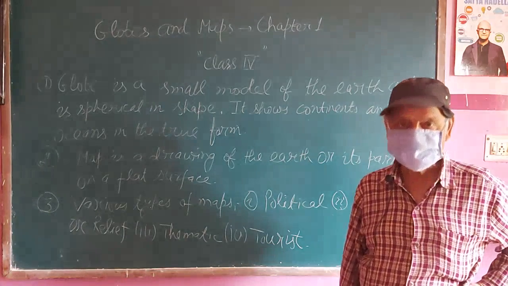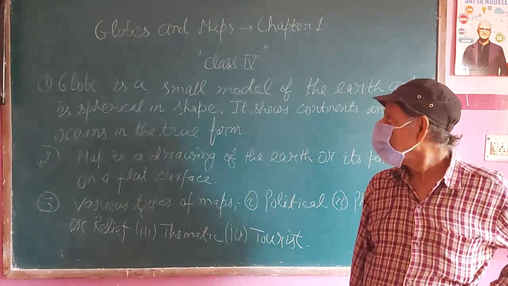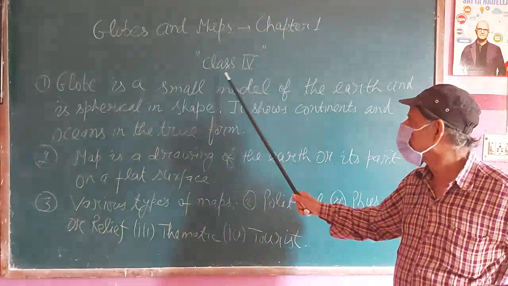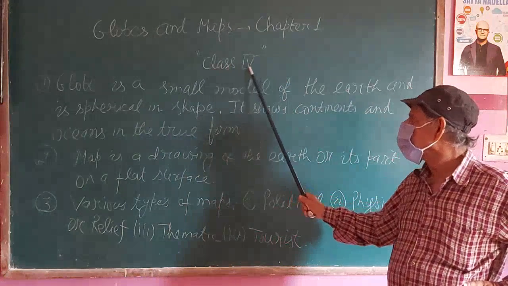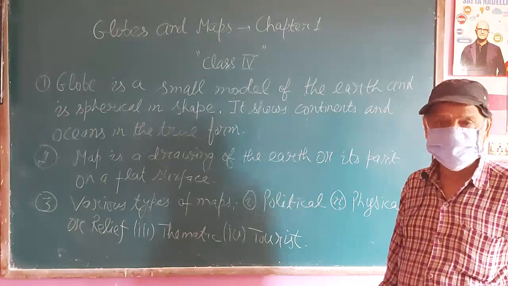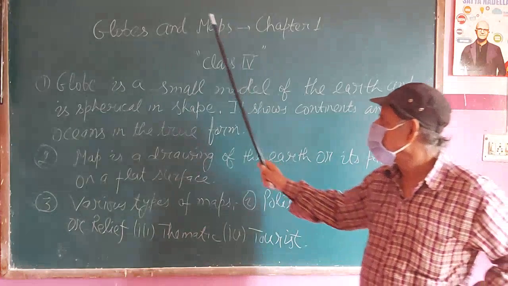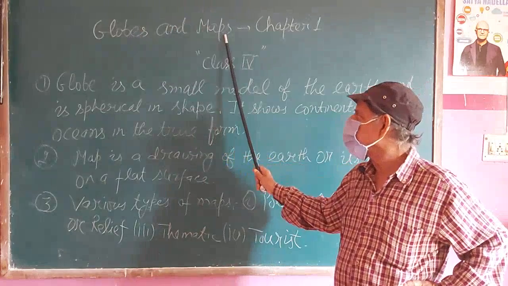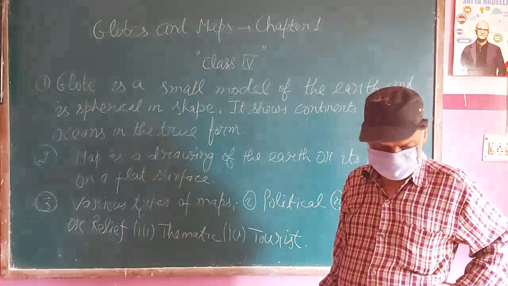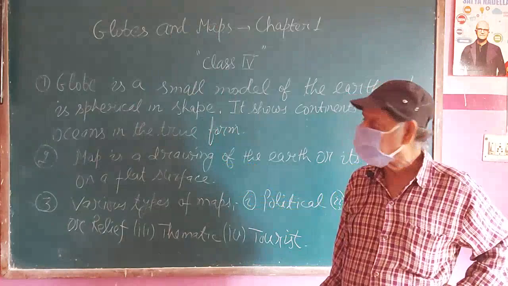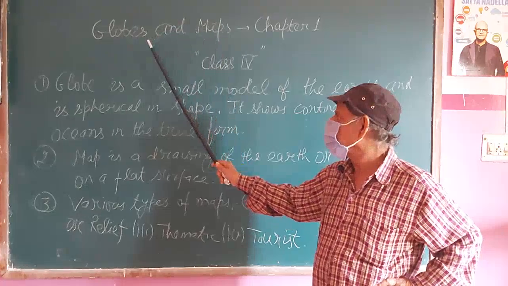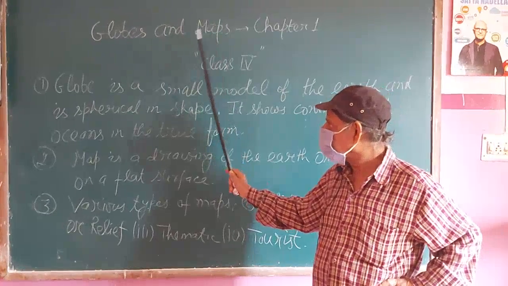Hi, my dear students. I will deal with the first chapter of geography of class 4, World Around Us. It has been written as the unit World Around Us. Our first chapter is about globes and maps. They are two different things, but they are very useful tools in the study of geography. Both are very widely used. I will tell you about them one by one. What are globes, what are maps?